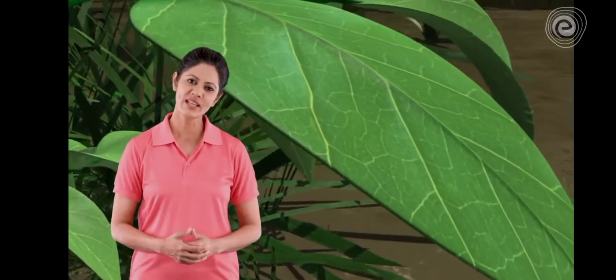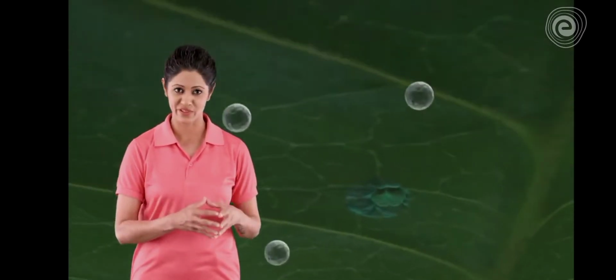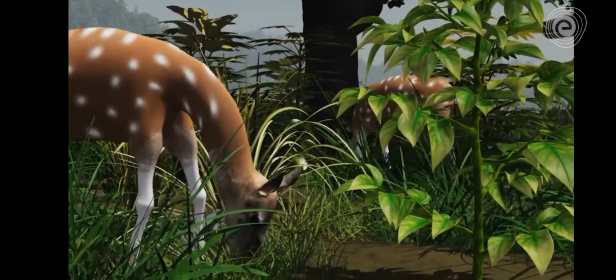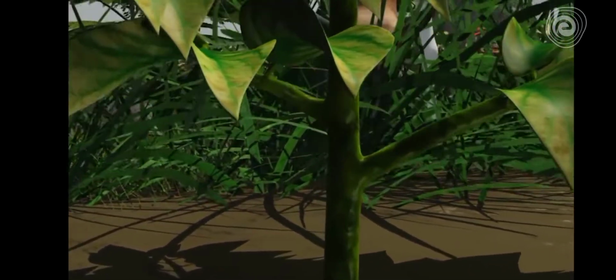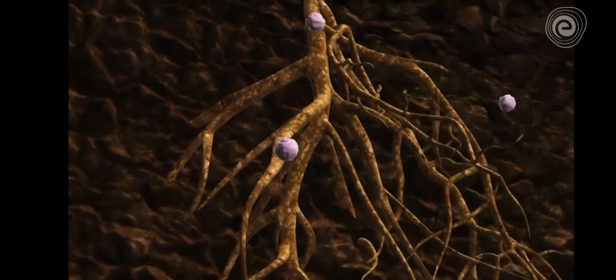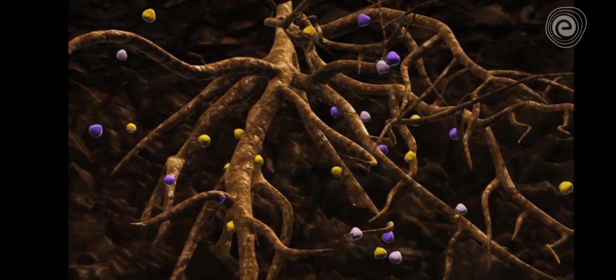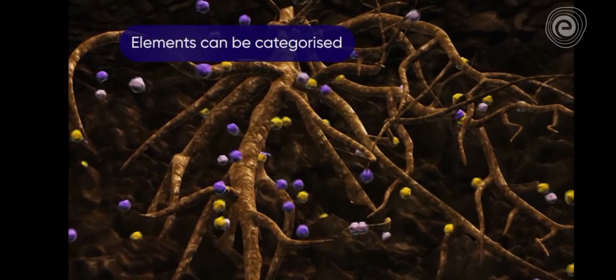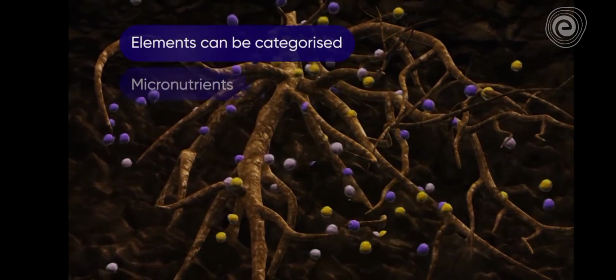The functional elements required by the plant can be absorbed from the atmosphere by its aerial parts. Roots of the plant can also absorb almost all elements present in the soil. These elements are required for the growth and metabolism of plants. Depending upon their quantitative requirements, these elements can be categorized as macronutrients and micronutrients.